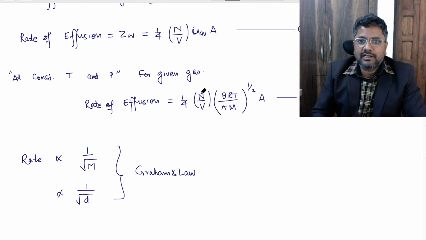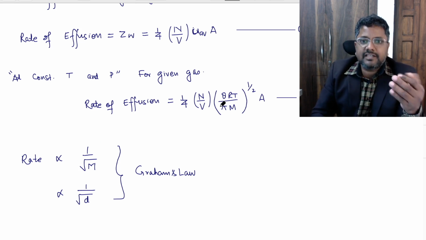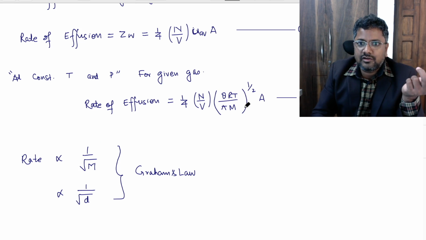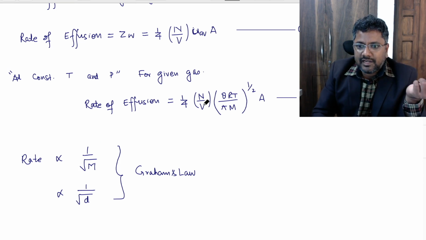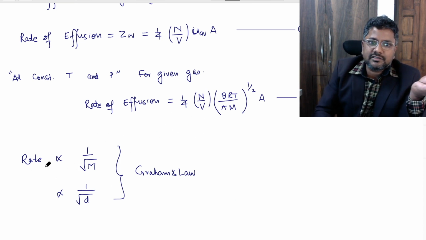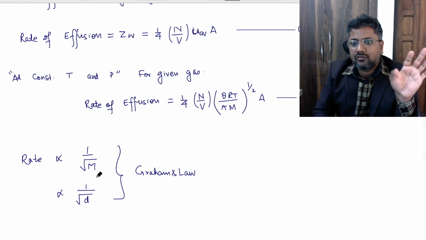And N by V is the number density. This is also fixed, I mean constant, right? Number of molecules are also constant. A means for a given experiment, the area of the hole is also constant. Pi constant, 8 constant, R constant, T constant. The volume of the container is constant. Number of molecules taken constant. So you can say rate is inversely proportional to square root of m.